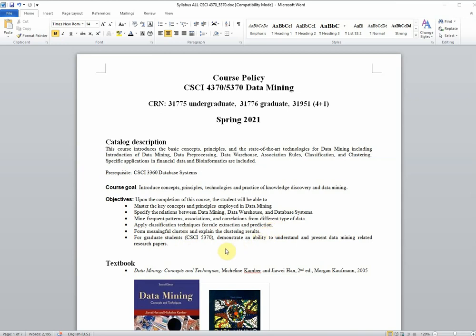And for graduate students, you will need to learn a little bit more. What I'm expecting you to do is to demonstrate the ability to understand and present some data mining related papers, and that would be something extra you would need to do as a graduate student.